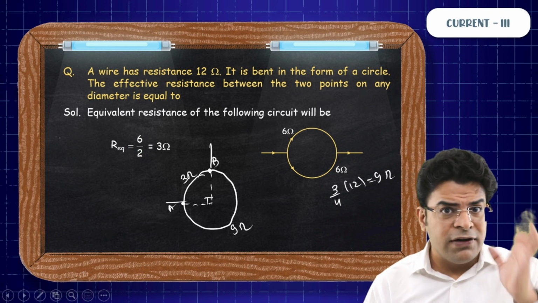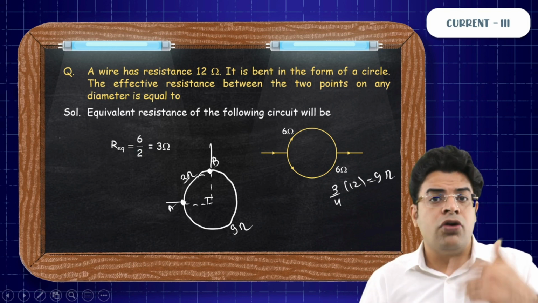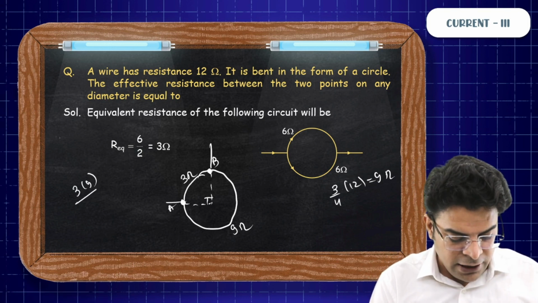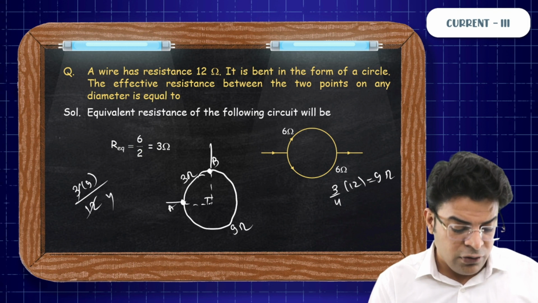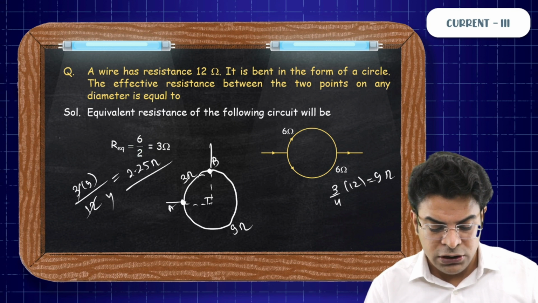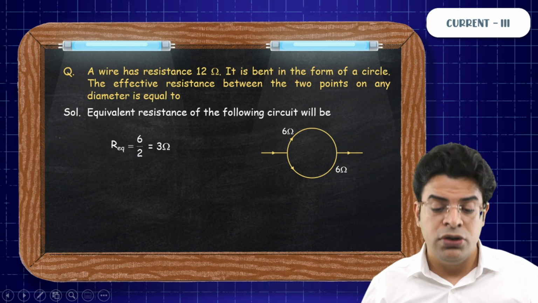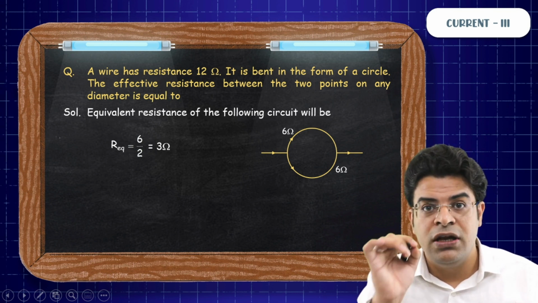So the effective resistance has to be the parallel combination of 3 and 9, and the parallel combination of 3 and 9 gives you 3 into 9 by 3 plus 9, which is 12. So here you get a 4, so that comes out to be 9 by 4, which is 2.25 ohm. So this is how these types of questions are asked. Now let's do this question but for a general angle alpha.